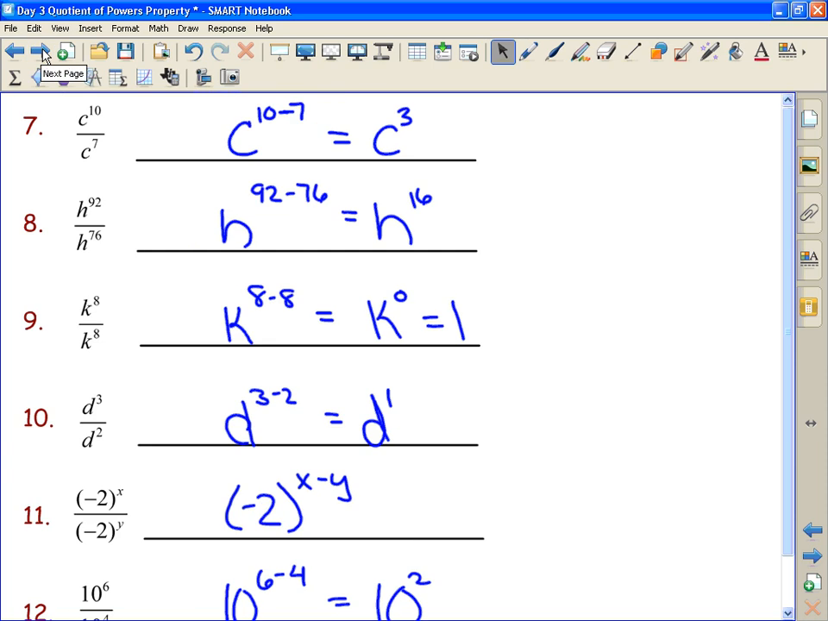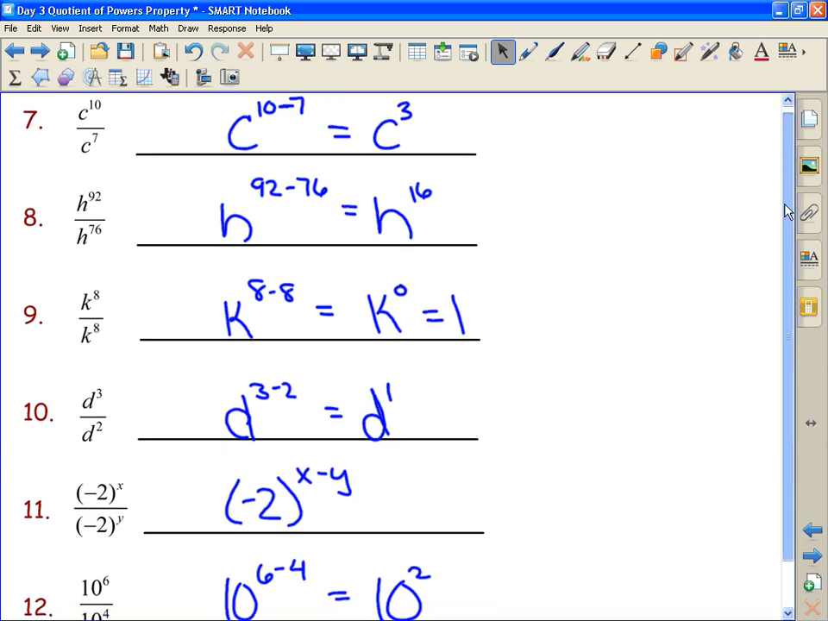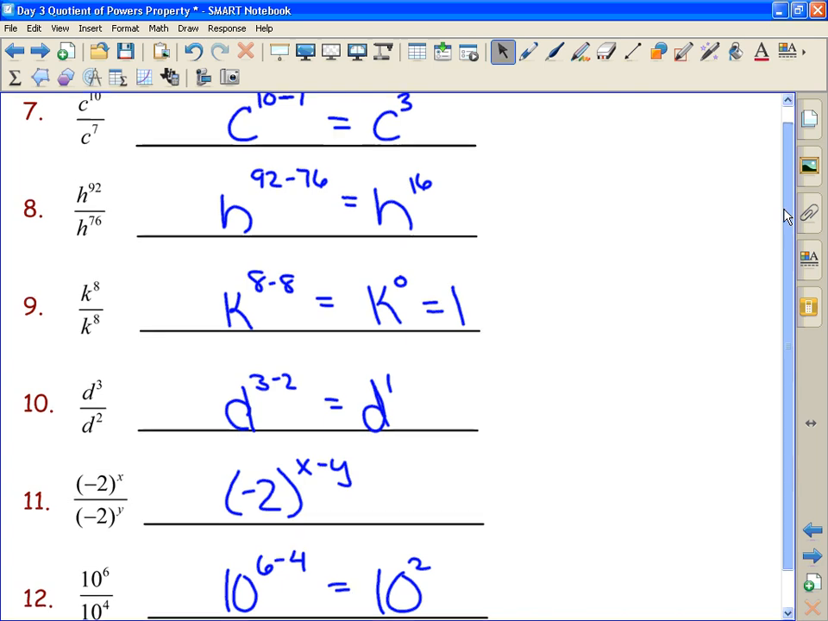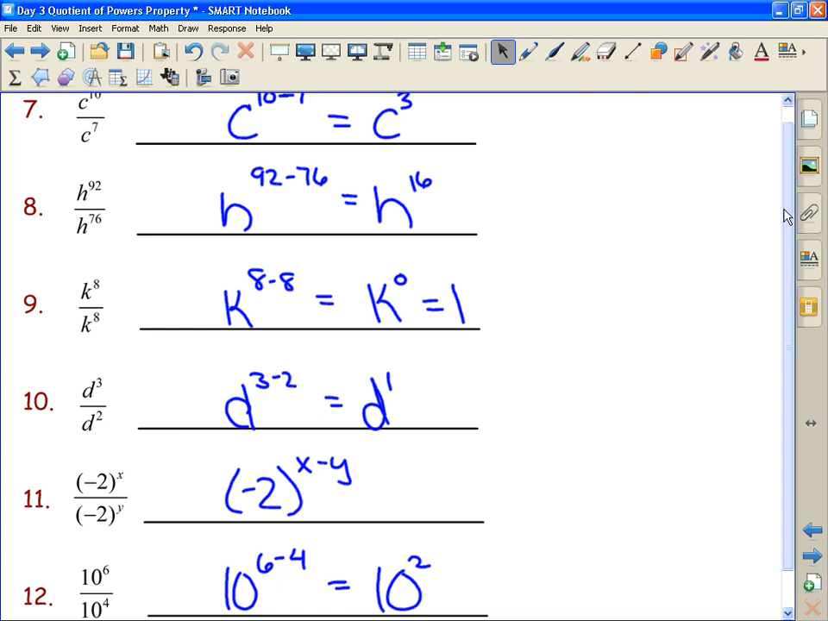And here are the answers for 7 through 12, so you should go ahead and grade those. Again, you can see all of my work that I did, so you know that I subtracted my exponents. I didn't do anything goofy, and just in case I did come up with the wrong answer, you can see that I still did it the right way. My subtracting was just bad.